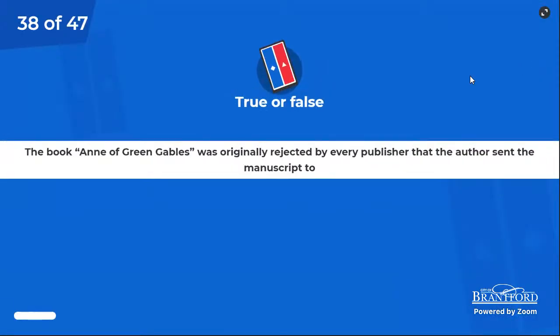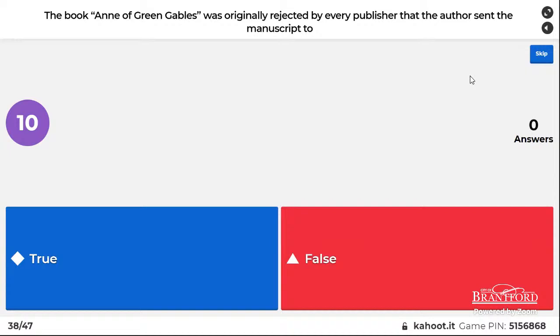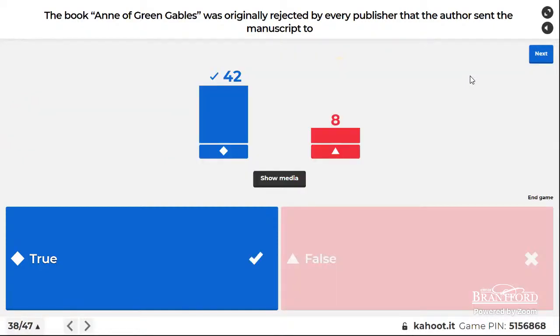True or false? The book Anne of Green Gables was originally rejected by every publisher that the author sent the manuscript to. It's got 10 seconds on the clock. If you don't know, always guess.